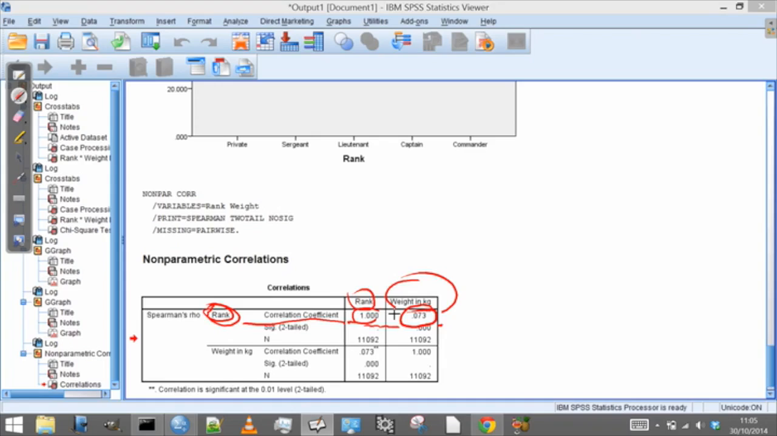The statistical significance tells us whether this is significantly different from 0. So the null hypothesis in this case is that there is no correlation between rank and weight. So if there is a correlation, then we would have to reject the null hypothesis based on our p-value. And the p-value is the number below it, sig two-tailed, and here it's 0.000.